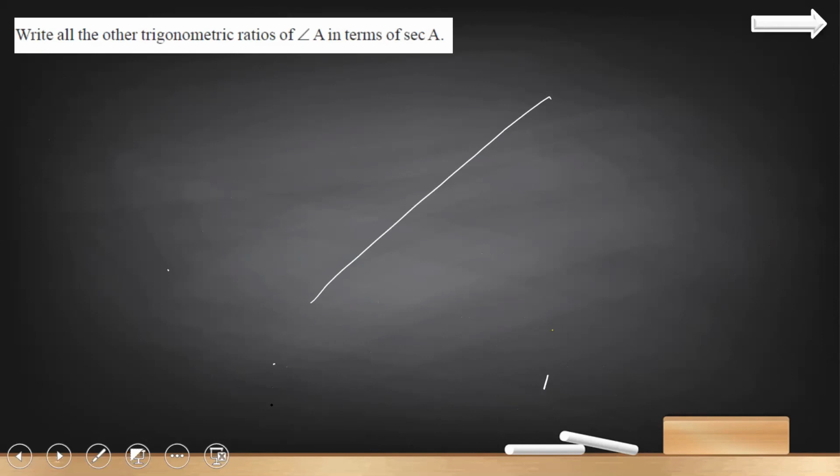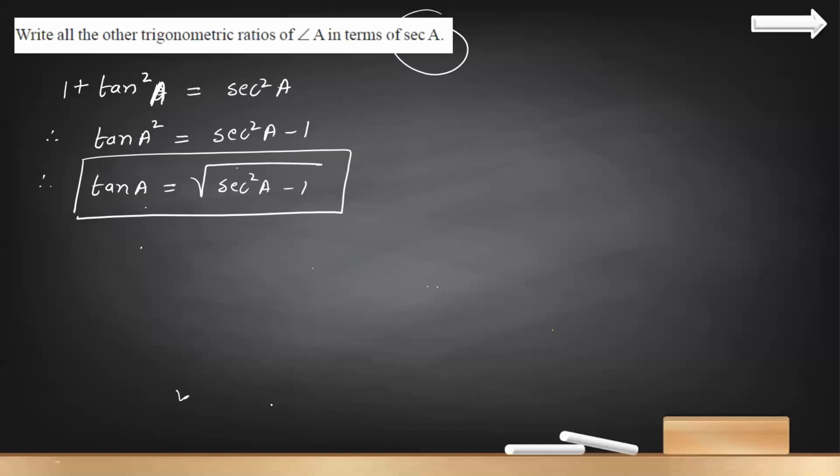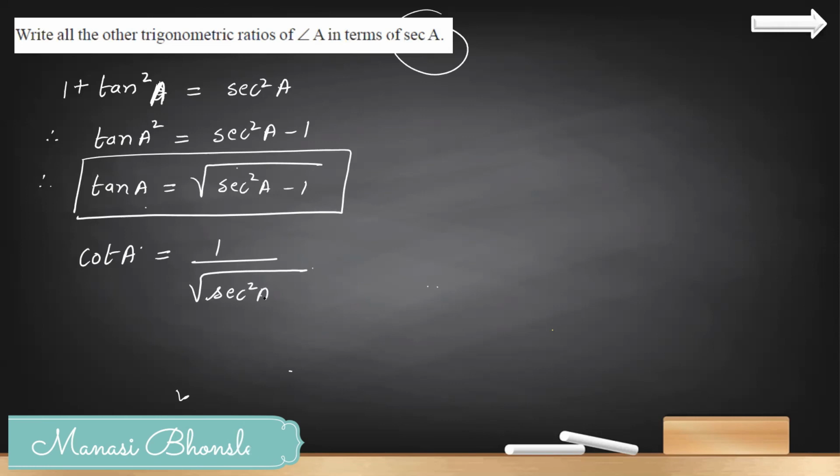Same way, I think now you can write all the trigonometric ratios of angle A in terms of sec A. Yes. So let us start with this as well. Sec, we have identity of sec and tan. So 1 plus tan square A is equal to sec square A. So therefore, tan A is equal to under root of sec square A minus 1. First thing we got. Now directly we can write cot A as well, just the reciprocal of this. So therefore, cot A will also be equal to 1 upon square root of sec square A minus 1, because it's the reciprocal.